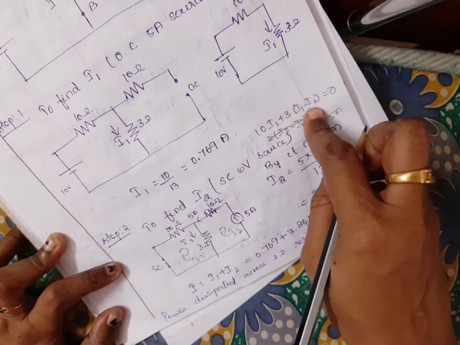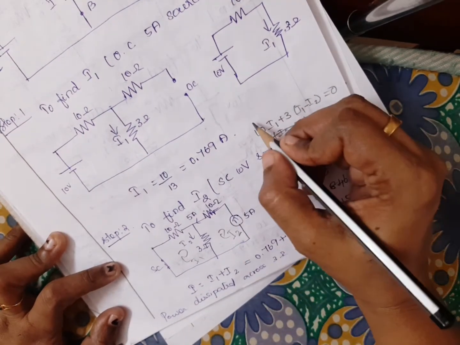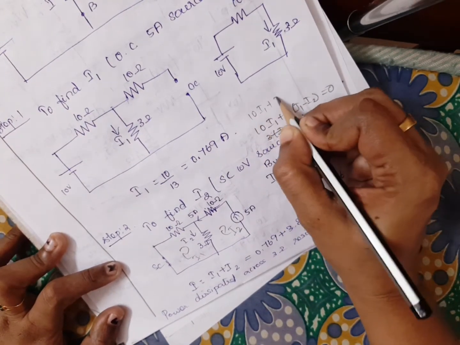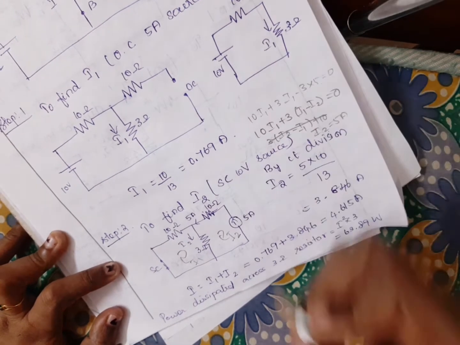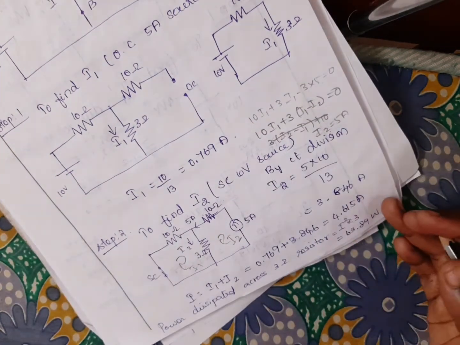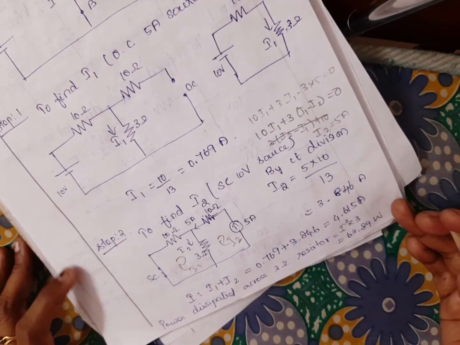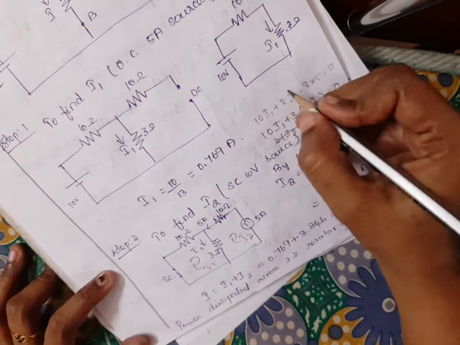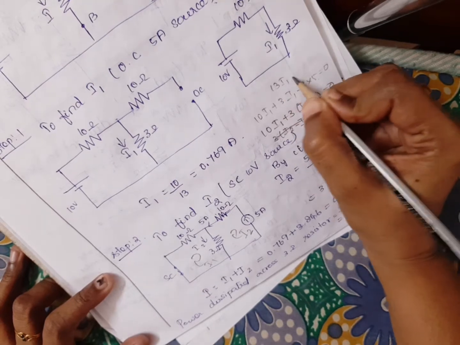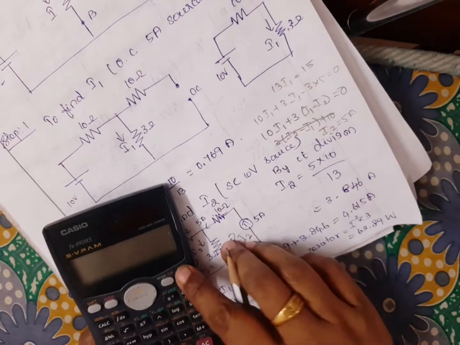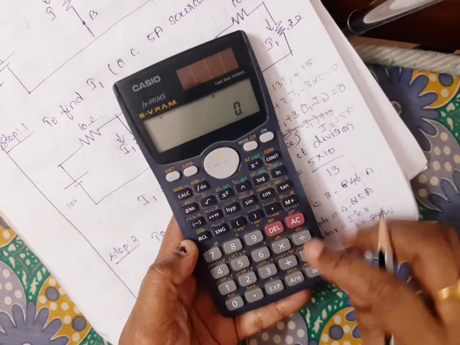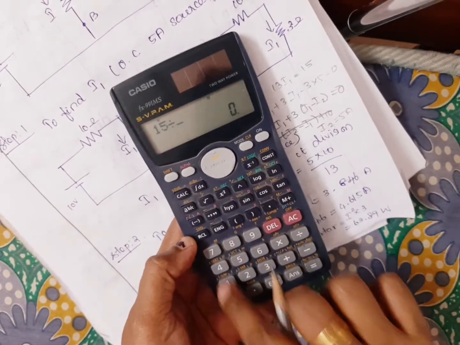So you can easily substitute here. So what is the answer? 10 I1 plus 3 I1 minus 3 into 5 is equal to 0. That is 15. So 13 I1 is equal to 15. So what is the answer? I1 is equal to 15 by 13.